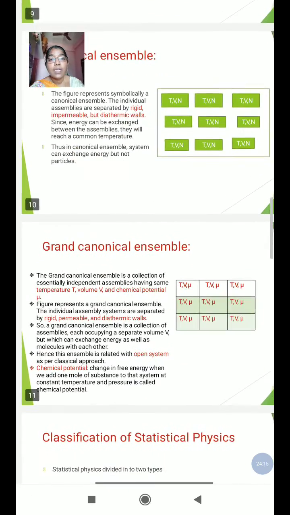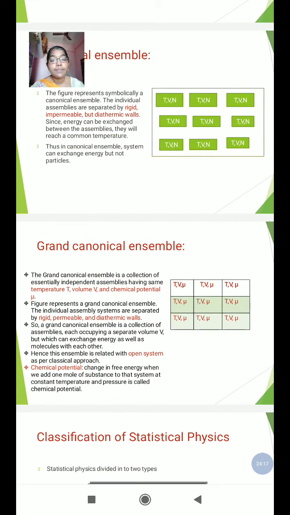Next we have grand canonical ensemble. So in the grand canonical ensemble figure, if you see, all the systems have the same temperature T, volume V, and chemical potential mu.